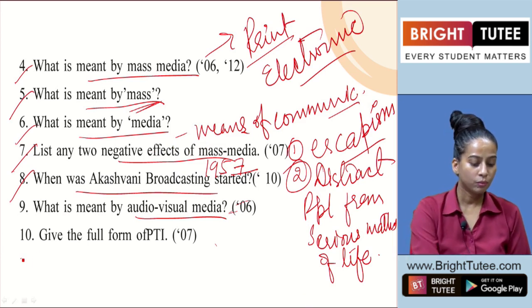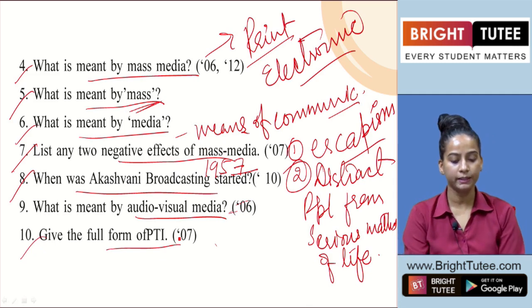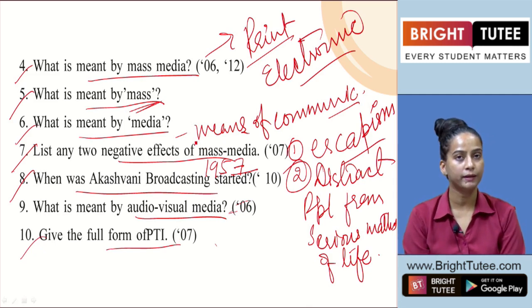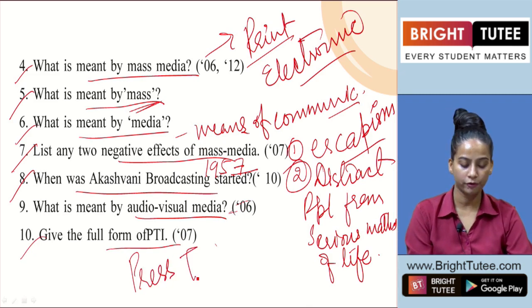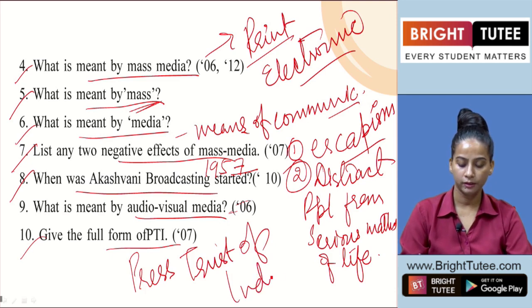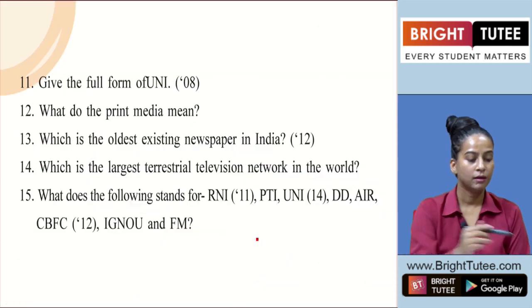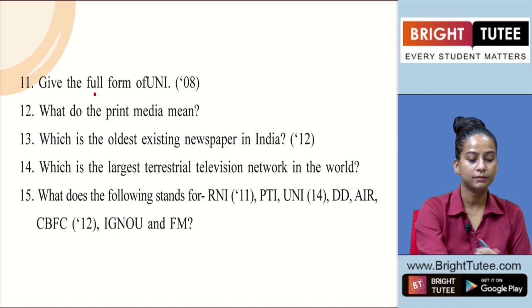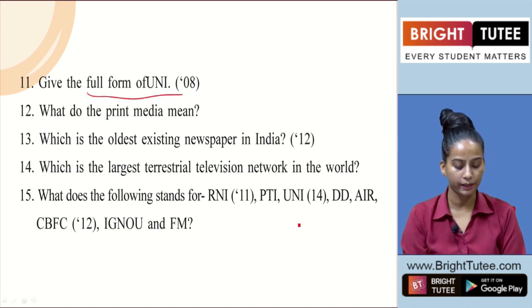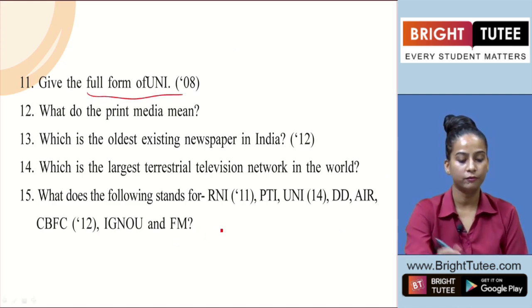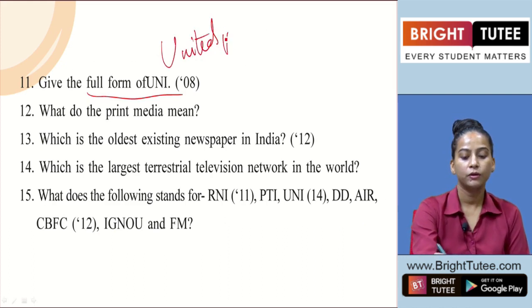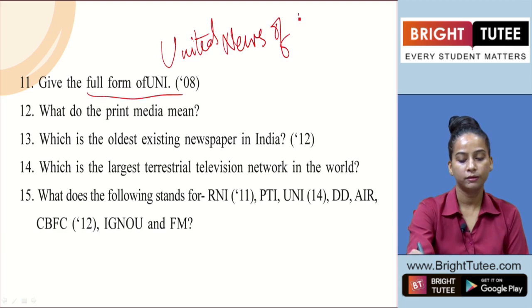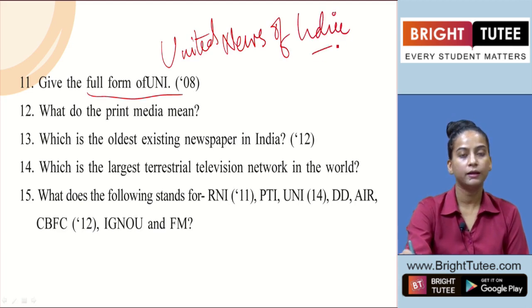Another one, what is the full form of PTI? So the full form of PTI is, we have to mention, P stands for Press, Trust of India. Question number 11, they have asked, give the full form of UNI. So UNI stands for United News of India.